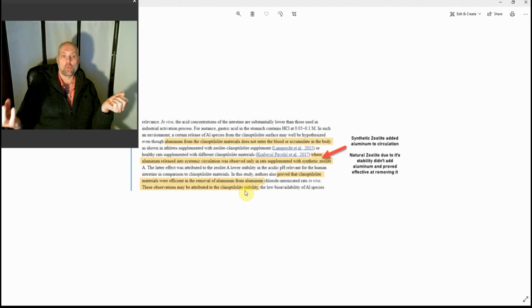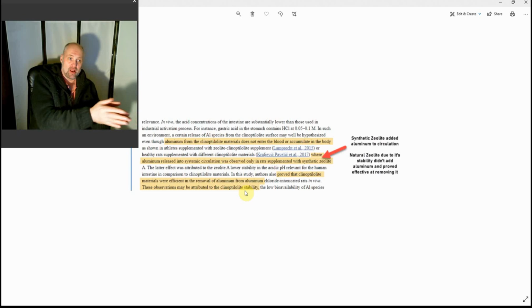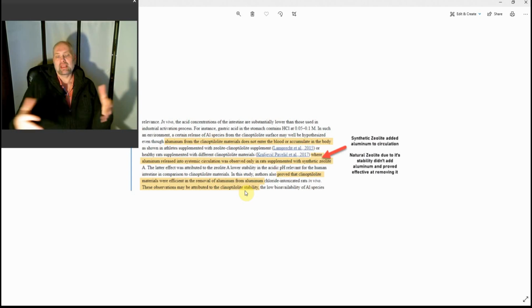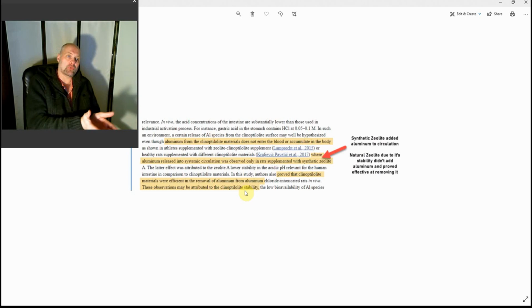Okay, so that's not a fact, that's the reason. It certainly is a fact that the natural zeolite doesn't leave aluminum and does take aluminum, but the reason is a hypothesis. They don't know for a fact, but they would hypothesize it's due to the stability of the natural versus the synthetic. So bottom line is that synthetic zeolite adds aluminum into your circulation, and the natural zeolite doesn't.